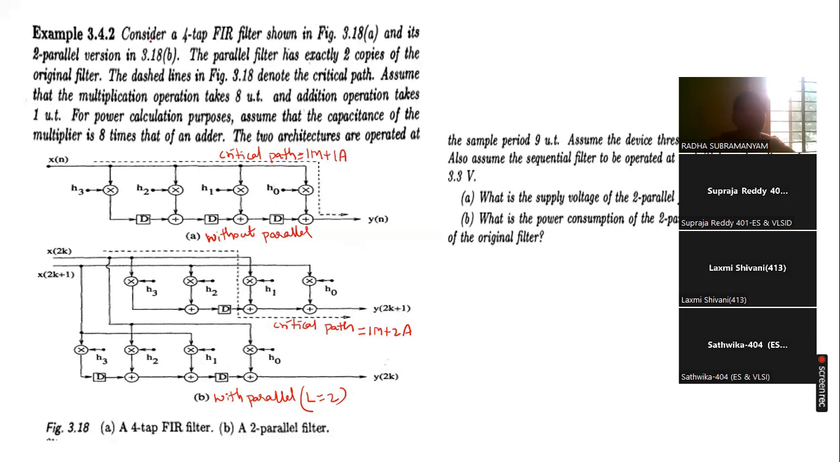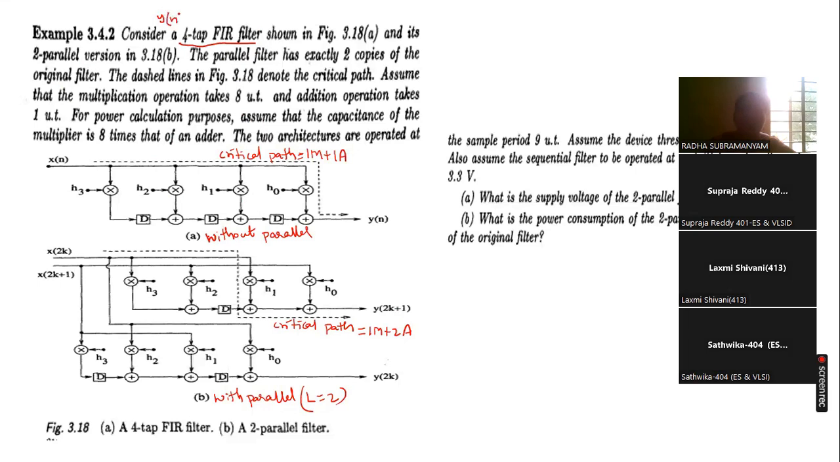So now you read the question. It is a 4-tap FIR filter. 4-tap means 4 multipliers are there. Delays will be 3 units. We already know the equation of a 3-tap FIR filter, but now it is a 4-tap FIR filter. So if we want to write the equation also, we can write it. So what is the equation?